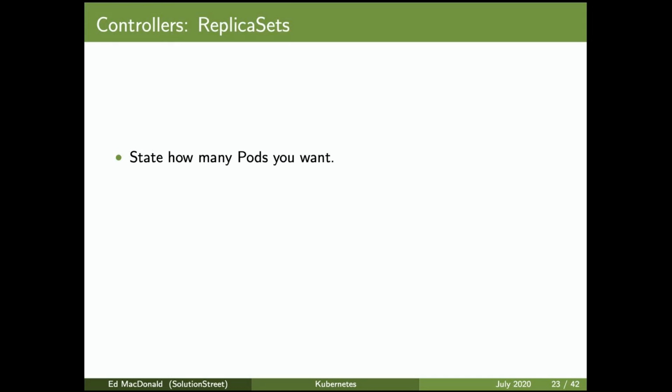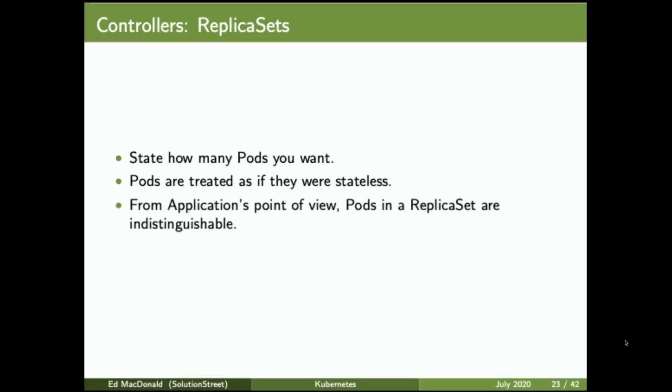So the first controller we'll talk about is Replica Sets. Like I just mentioned, a replica set allows you to state how many pods you want. Each of those pods is treated as if it were stateless. In other words, their volumes don't follow them, and they don't have predictable host names. From the application's point of view, pods in a replica set are indistinguishable from one another.